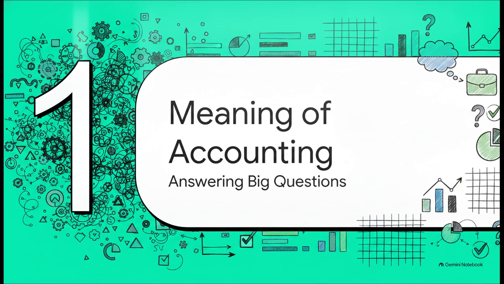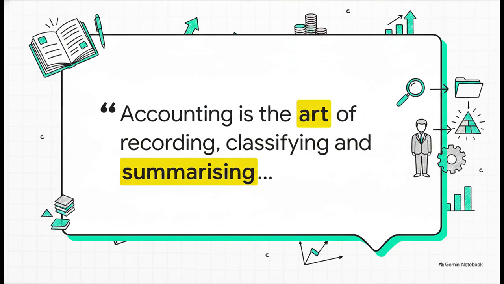All right, kicking things off with Section 1, the meaning of accounting, and answering the big questions. You know, when a business is operating with all its moving parts, it can look like total chaos. To make sense of that chaos, the American Institute of Certified Public Accountants defines accounting as the art of recording, classifying, and summarizing in a significant manner and in terms of money, transactions, and events.